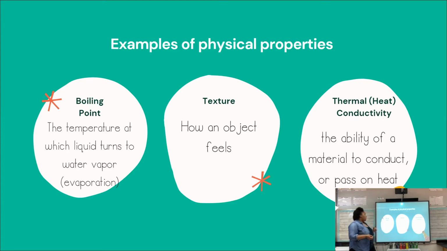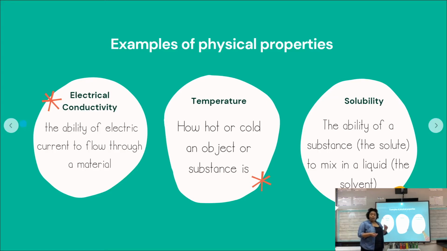Boiling point, that is the temperature at which a liquid turns to water vapor. It mentioned that in that vocabulary video. Texture, how an object feels. Is it rough? Is it soft? Is it smooth? That's the texture. Thermal or heat conductivity. That is the ability of a material to conduct or pass on heat. All of these are physical properties of matter.